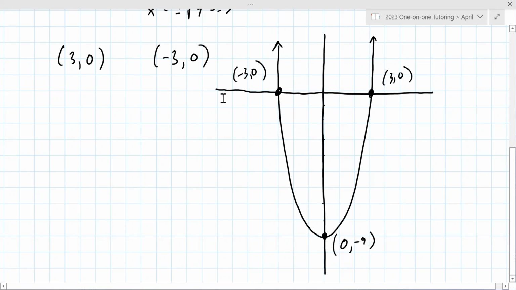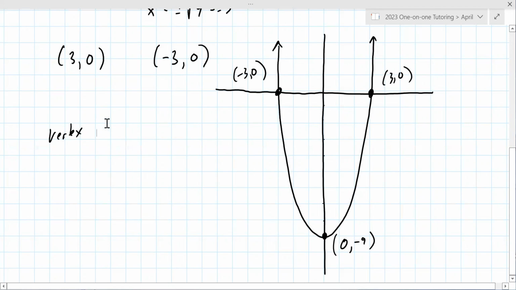So we have found the intercepts. The last one is the vertex. It is 0, -9, but that just happens to be the intercept. So let's not just say, oh, it's the intercept, so it's always the vertex. Let's do it the way you're supposed to do it.